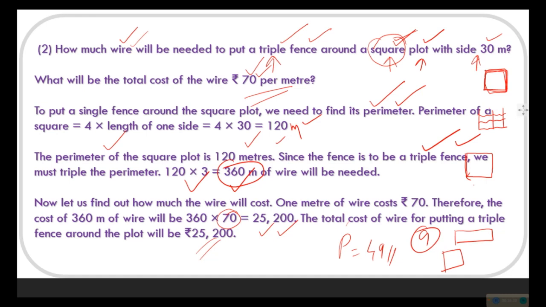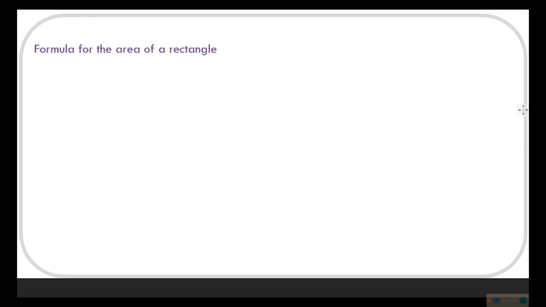Something more is there in your textbook. I would like to refer to it now. What is it? It is about the area of a rectangle. As I told you, whenever we use the term area, it talks about how much surface.